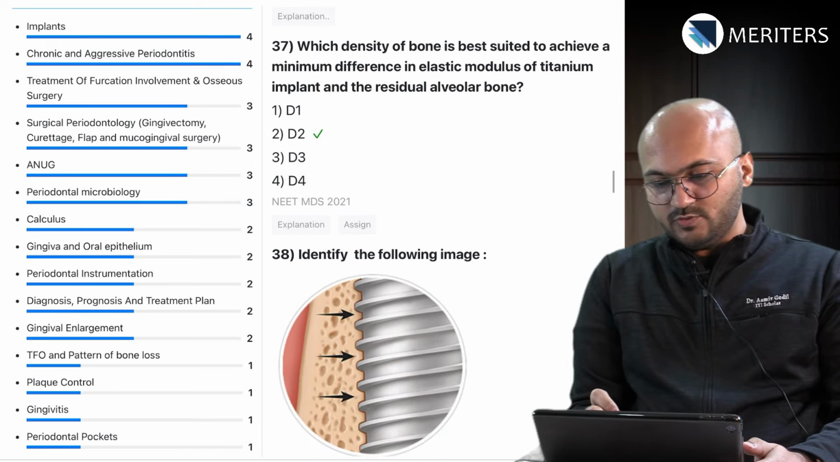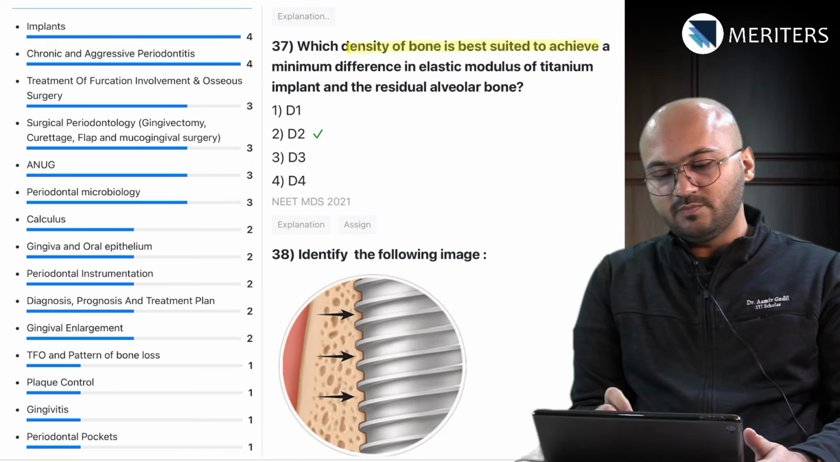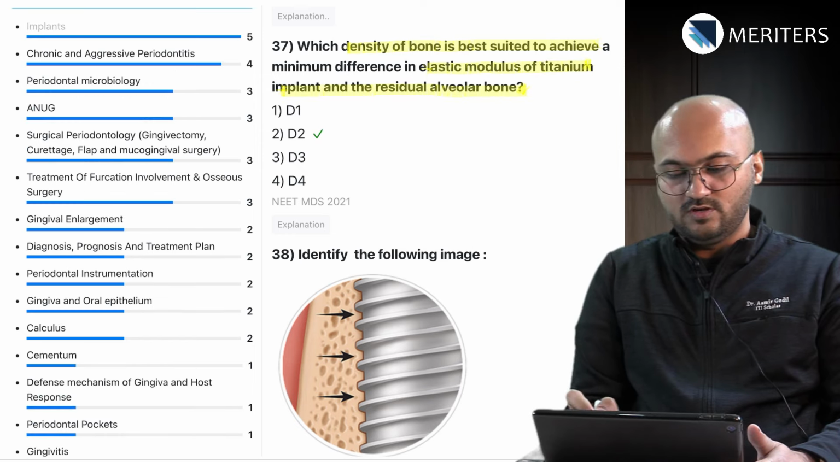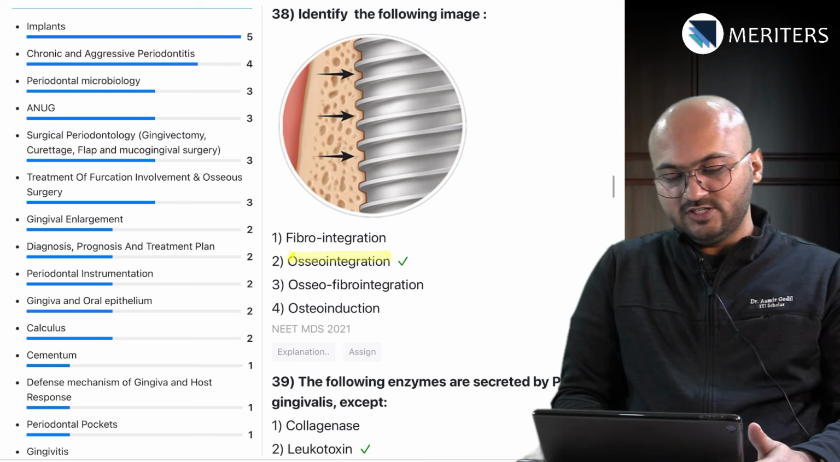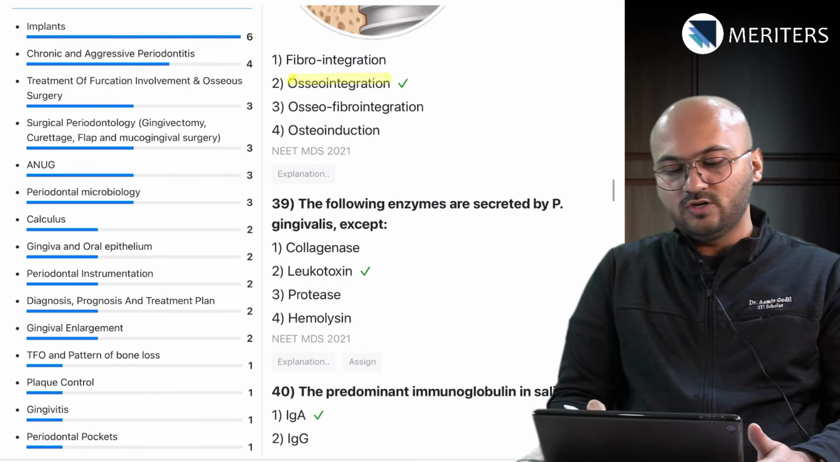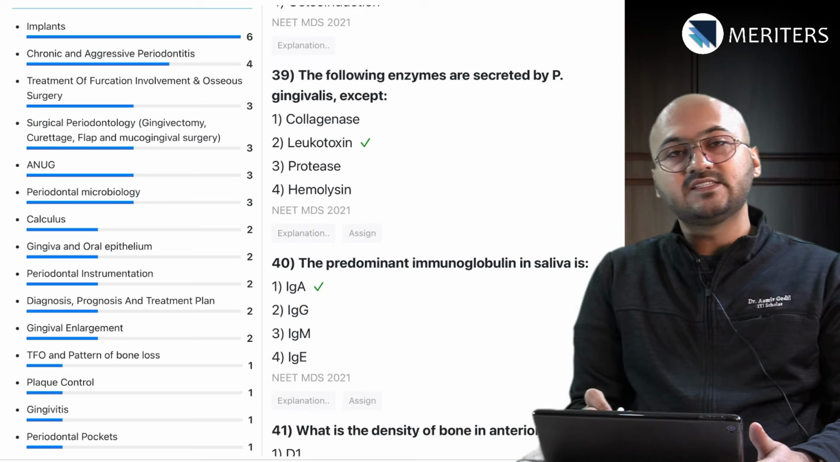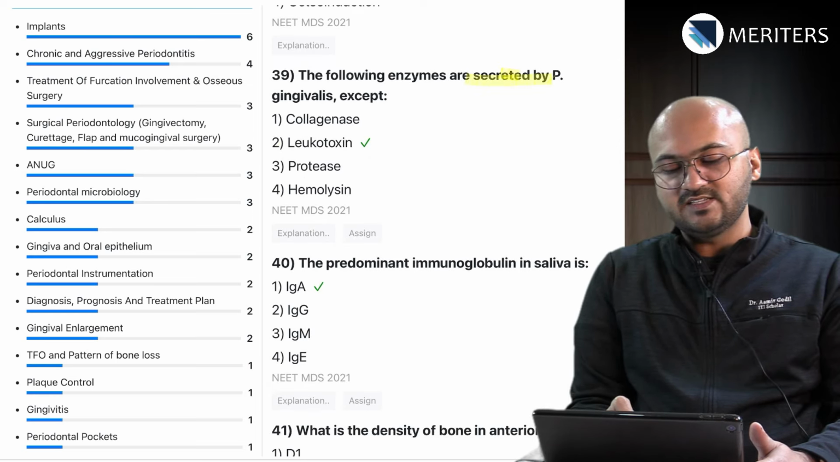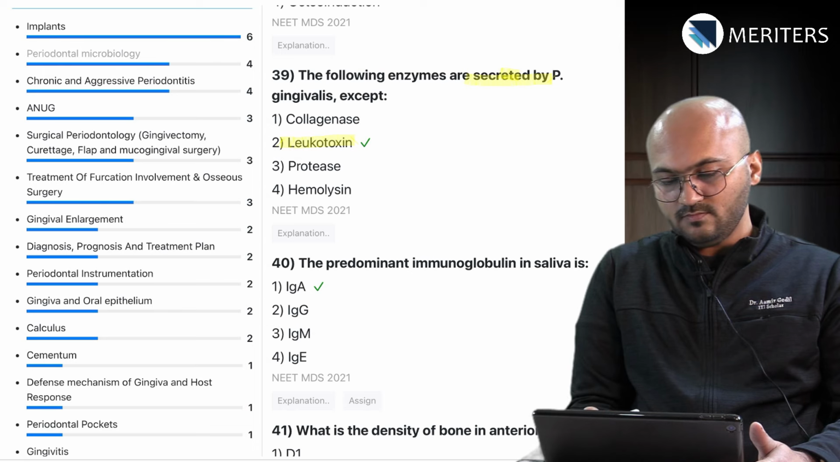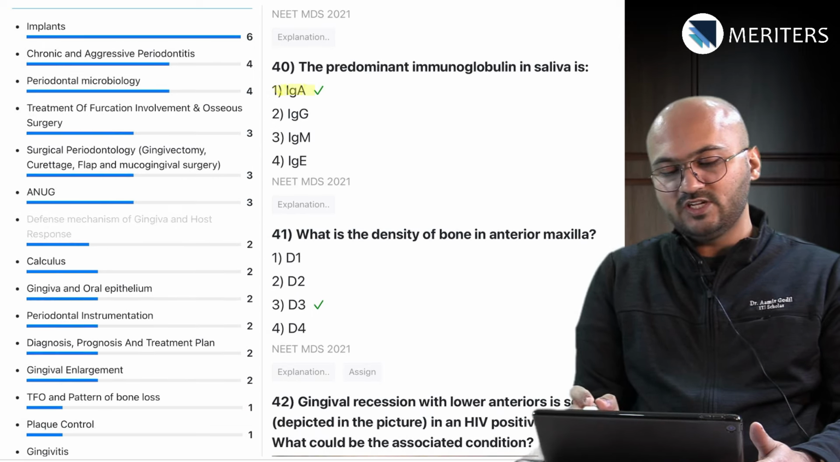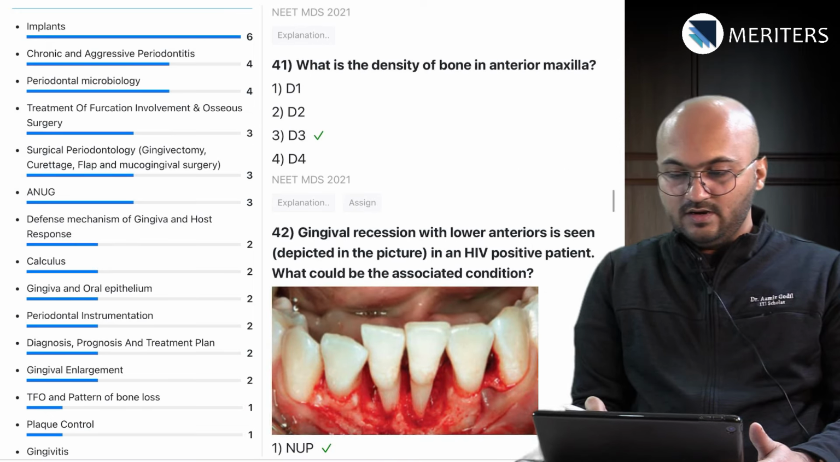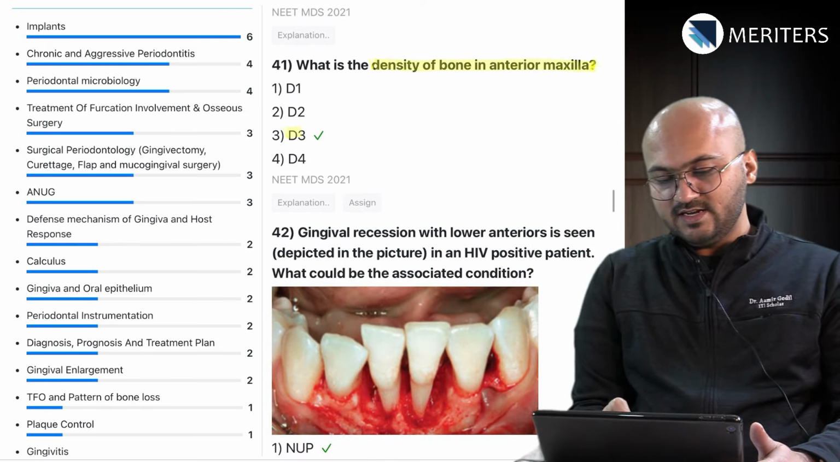The next question is, which bone density is best suited to achieve a minimum difference in the elastic modulus of titanium implant and the residual alveolar bone? Then identify the image. Osseointegration is shown in the image. Important concept. The following enzymes are secreted by P. gingivalis except leukotoxin. Predominant immunoglobulin in saliva. Very important question. IgA. Density of bone in anterior maxilla, D3.